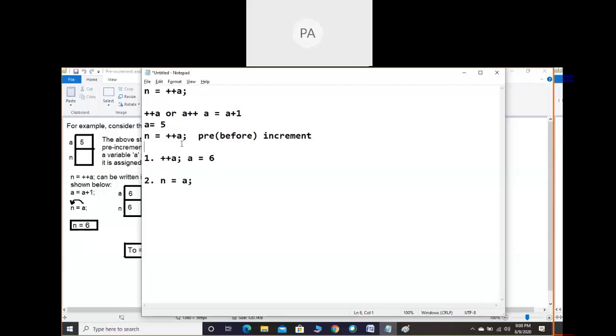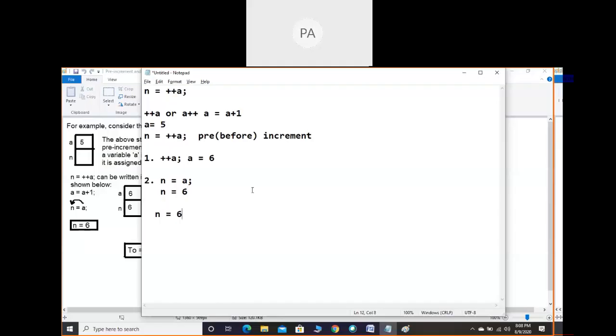So in two operations, which one do we have to do first? That is the question. If the operator is present before the variable, first you have to do the increment operation, then we have to do another operation. So another operation here is the assignment operation. So first you do plus plus A. If you do plus plus A, A value is increased by 1, that becomes 6. Next you do the assignment operation, that is n equals to A. Now you substitute: in the LHS you don't substitute, in the RHS you substitute. n equals to A value is 6. So final value of n is 6 now.